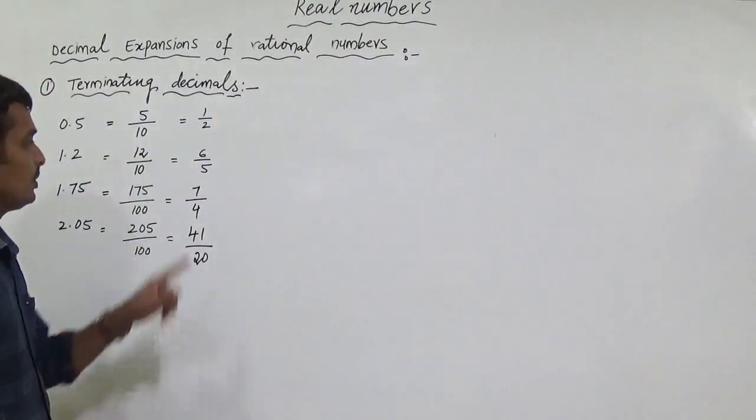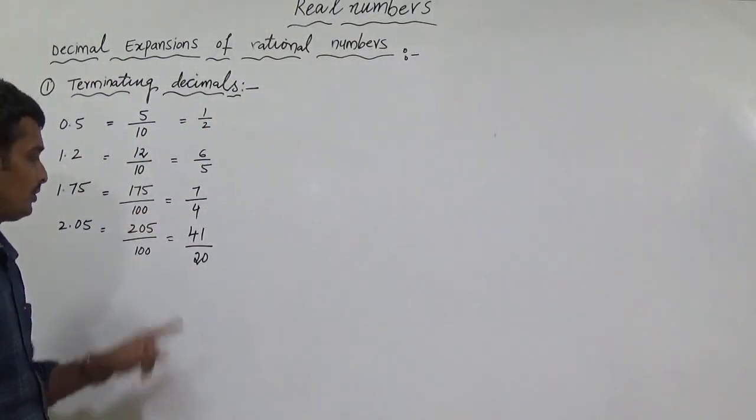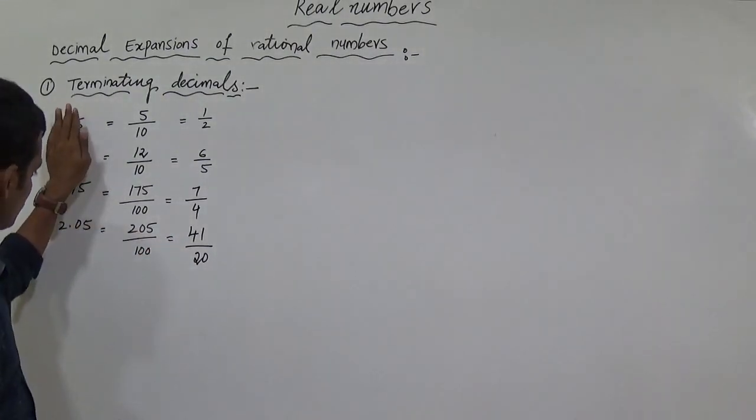Now there are fractions like 1 by 2, 6 by 5, 7 by 4, 41 by 20. Don't see like this.